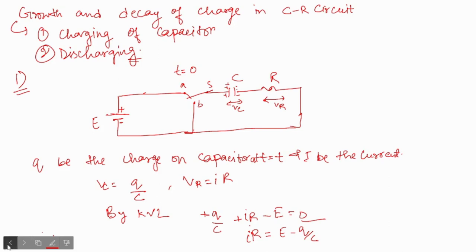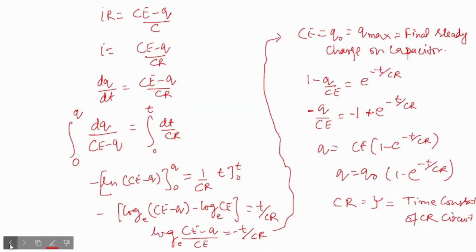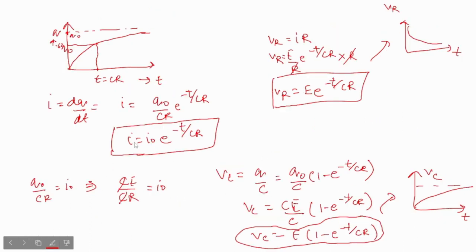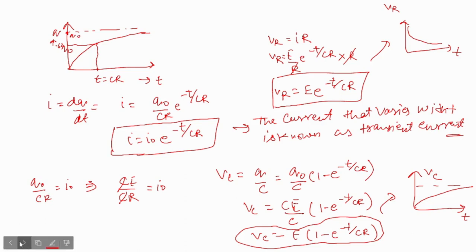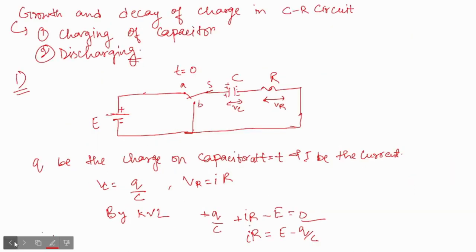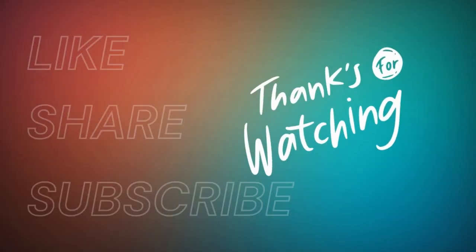So this was the first case, charging of capacitor, where we have found the instantaneous charge, instantaneous current, and other things. This current I, the current that is varying with time, is known as transient current, which means the current which is not steady with time. So this was all about growth of charge, or you can say charging of capacitor.